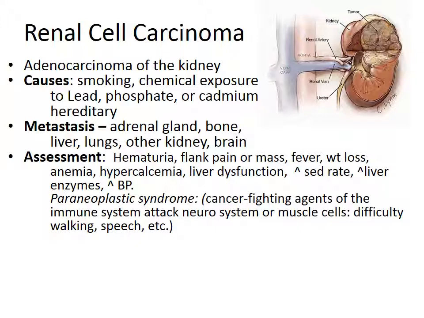kidney, and the brain. Assessment of these types of patients: you want to assess them for hematuria, flank pain or mass, fever, weight loss, anemia, elevated calcium, liver dysfunction, increased SED rate, increased liver enzymes, and elevated blood pressure. Paraneoplastic syndrome includes cancer-fighting agents of the immune system attacking the nervous system or muscle cells and producing difficulty walking and difficulty speaking.